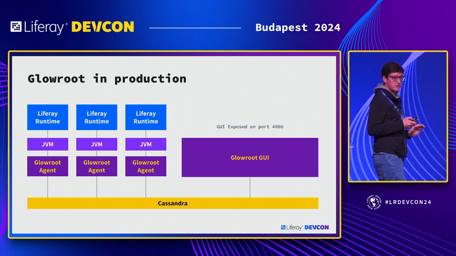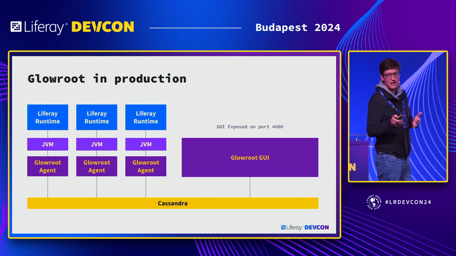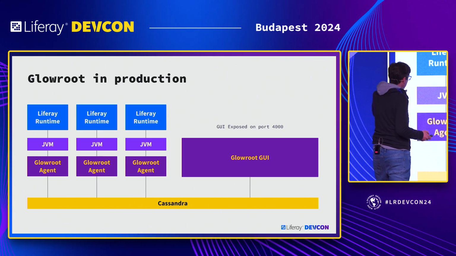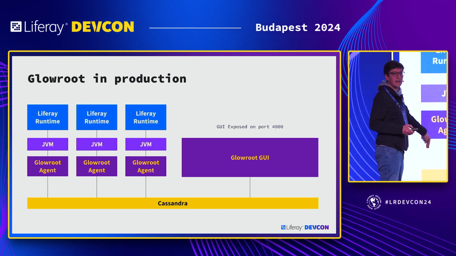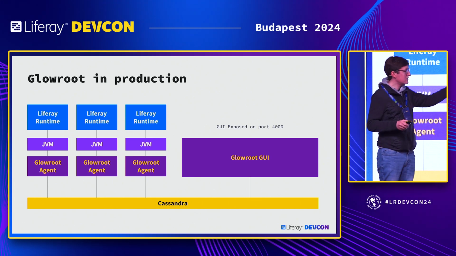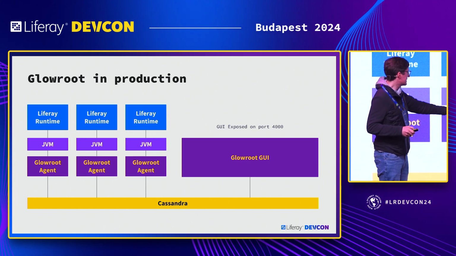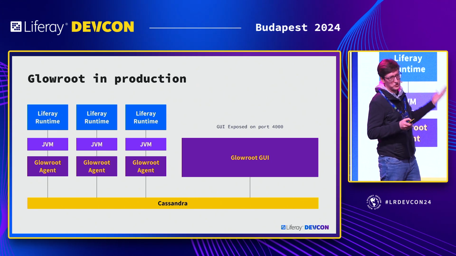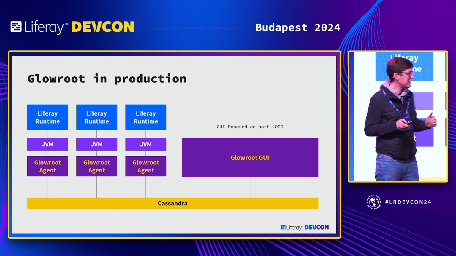And this is a production setup that we're using on Liferay SaaS, for example. So you can set up Glowroot to act only as an agent which forwards the data to Cassandra. They only support Cassandra, no other database. And then you run another server which is accessing Cassandra to display the information. So that would be a production setup for Glowroot. It's quite easy to set up as well.